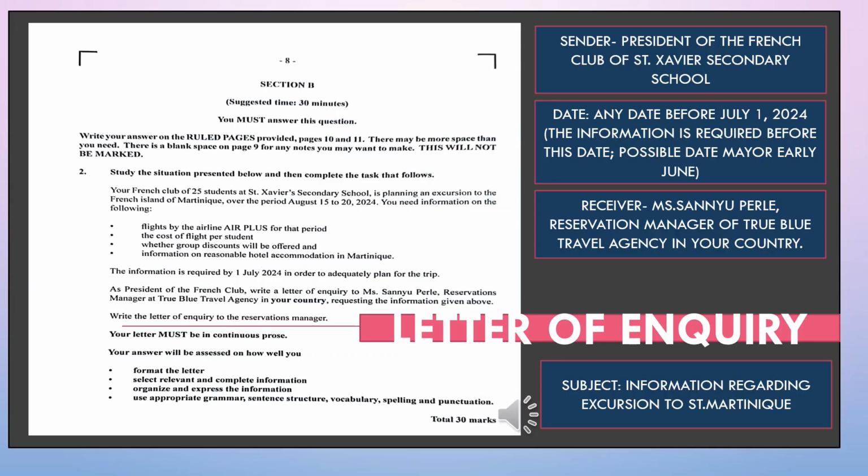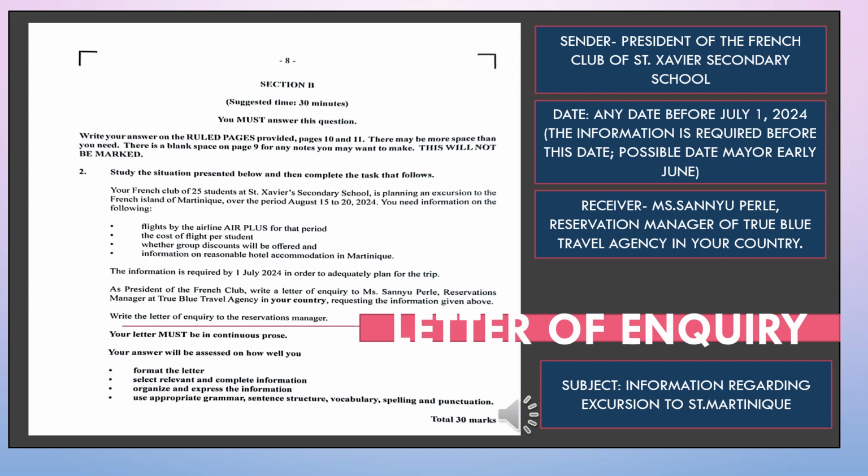Now that you are aware of what a letter of inquiry is, you must extract some pertinent information from the given situation in order to effectively complete this task. Such information includes: 1. The sender's information. Based on the situation presented here, we are told that the sender, which is you, are to pretend to be the president of the French club at St. Xavier's Secondary School. Then secondly, we need the date.